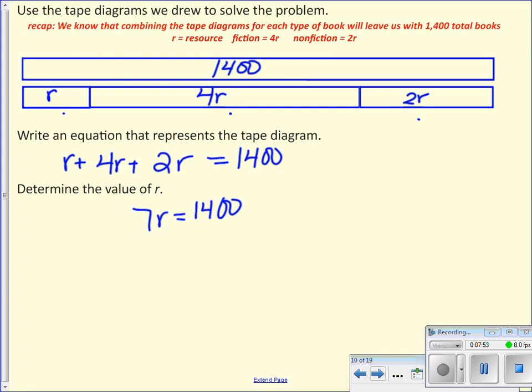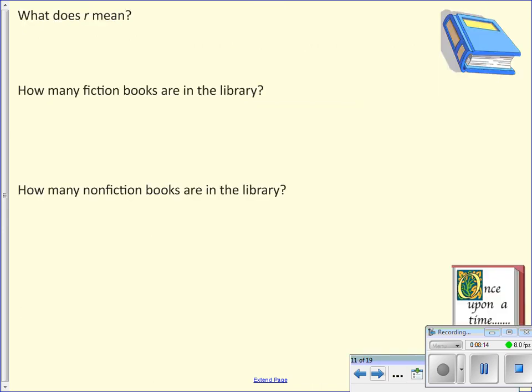Then you would divide it by 7. Both sides I divide by the inverse operation. So both sides I divide by 7. So R equals 200 books. So now that I know R equals 200, I could find out how many of each one I have. So R is 200, and that's the number of resource books.